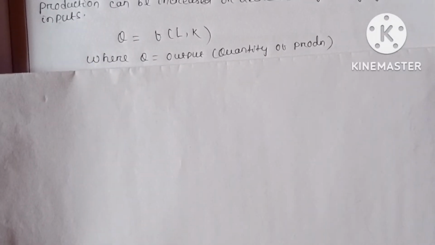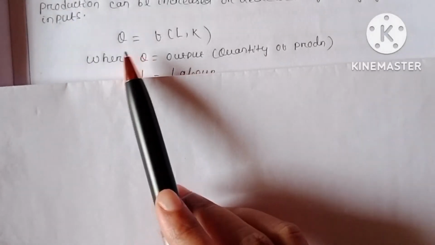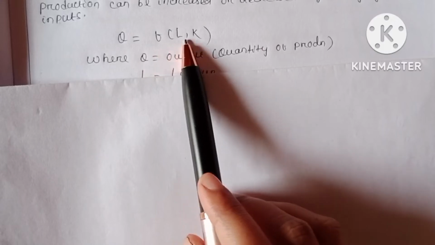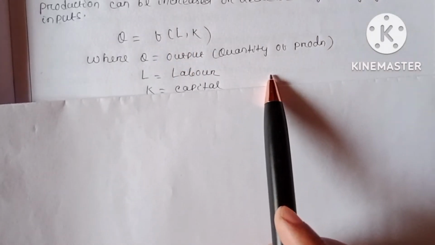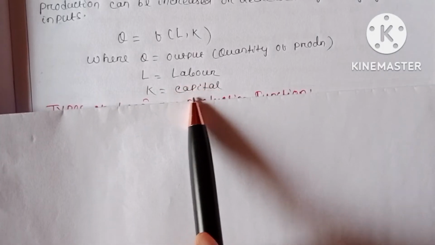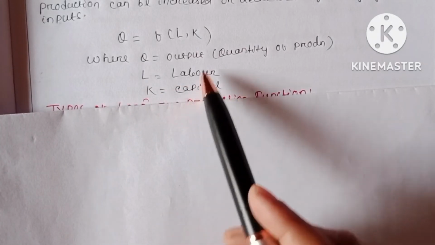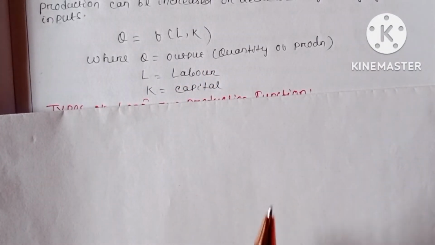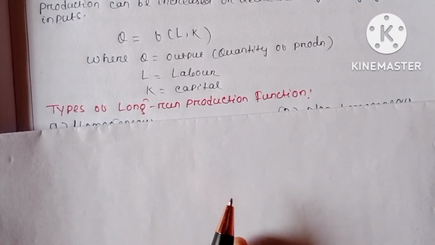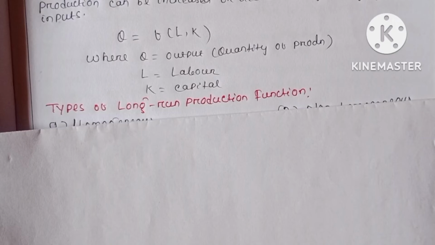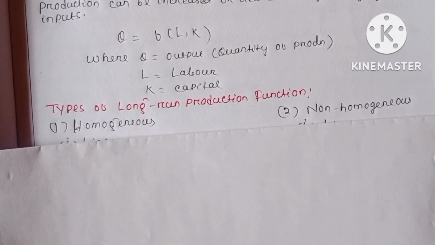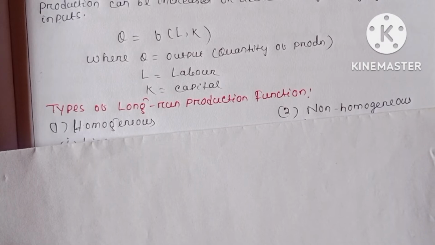So the long run production function can be expressed mathematically as Q is a function of L and K, where Q is the quantity of production, L represents labor input, and K represents capital input, and all the factors are variable. Next, types of long run production function. The long run production function is of two types: homogeneous and non-homogeneous.